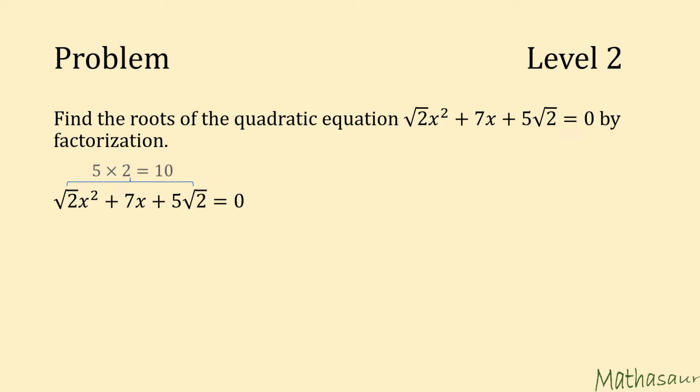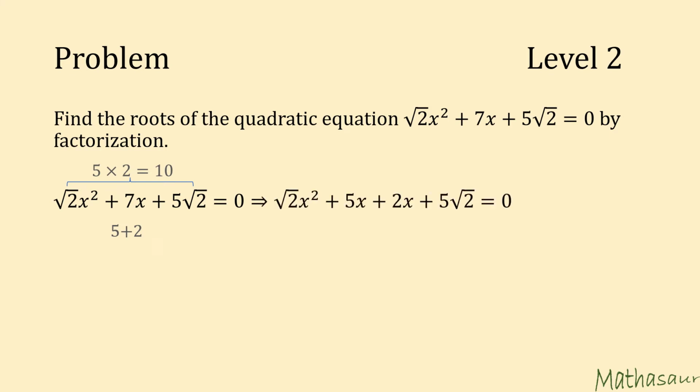And we get 5 times 2 equals 10. Now, we need to find two factors of 10 that would add up to 7. There is only one pair possible, 5 and 2, and 5 plus 2 would give us 7. So let us split the middle term.